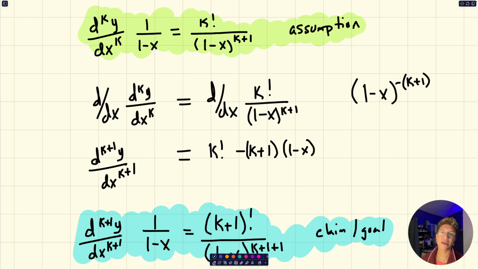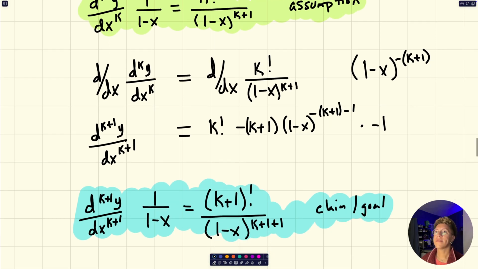And then we take this power here and we raise it. Well, we subtract 1 away from it. So that's going to be negative k plus 1 and then minus a 1. Then we multiply by the derivative of the inside, which is negative 1, like that. So that's the derivative. Now we just need to simplify and clean it up a little bit to get down to our goal.